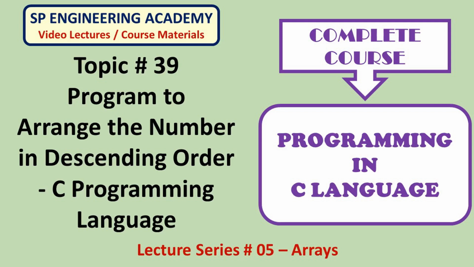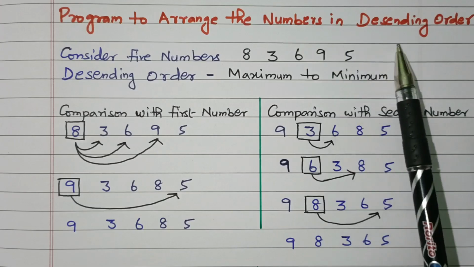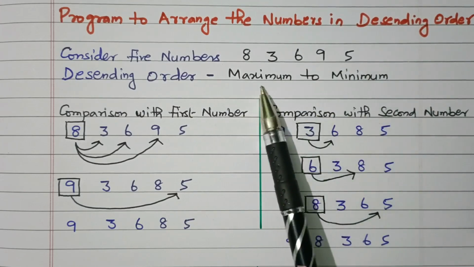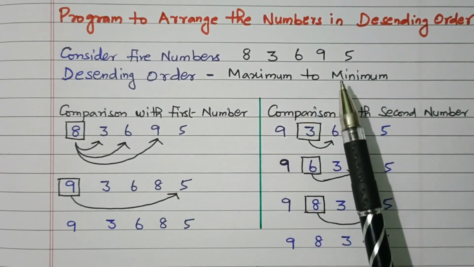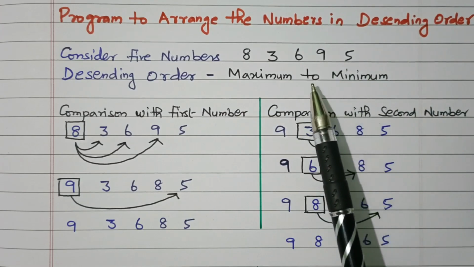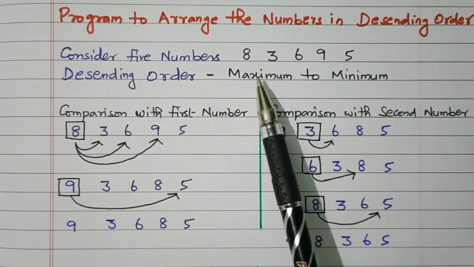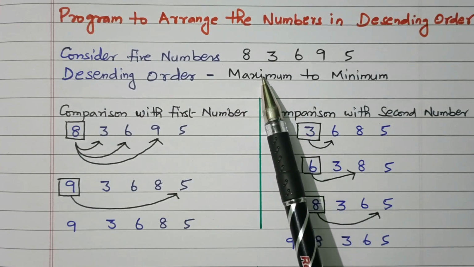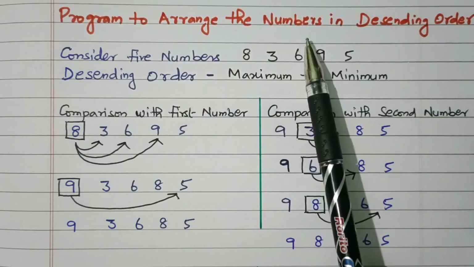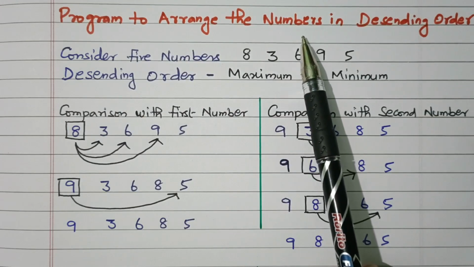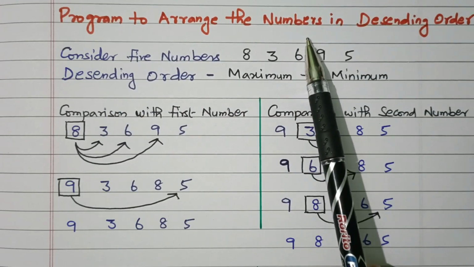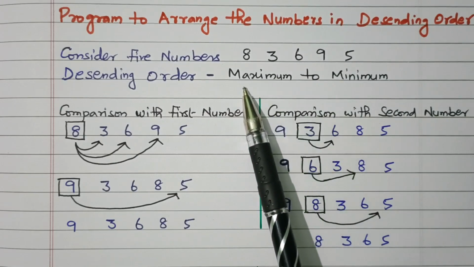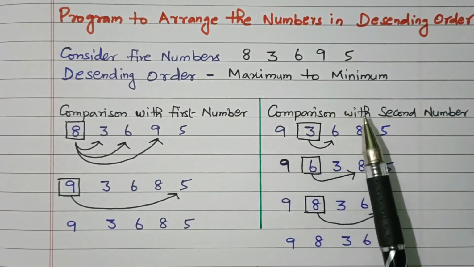Now we'll go to the topic. Program to arrange the numbers in descending order. Descending order means maximum number to minimum number. In order to store the set of data, we need a single dimensional array. Array is nothing but a collection of same type of data. So we need to arrange the numbers using a single dimensional array, in which the numbers are stored. That numbers we need to arrange in descending order, maximum number to minimum number.